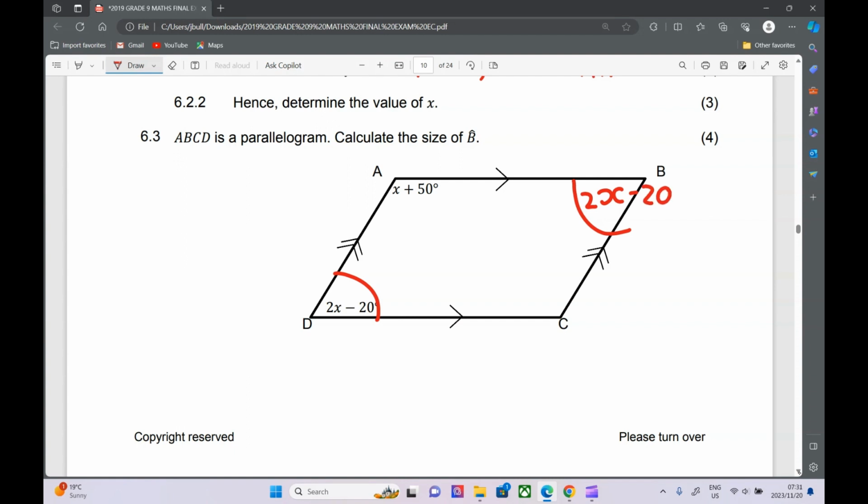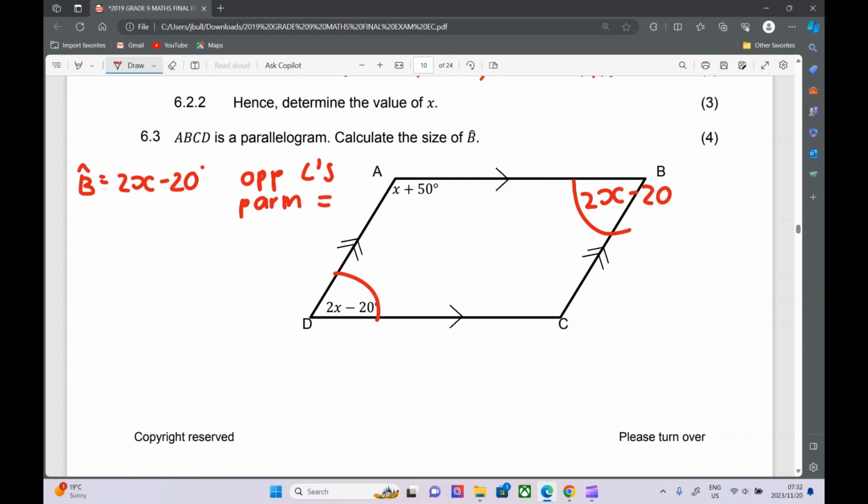That doesn't help us too much, but we could put that down. We can say B is equal to 2x minus 20, remembering you're going to set it up nicely on your page. And then you could say opposite angles of a parallelogram, so parm, are equal.